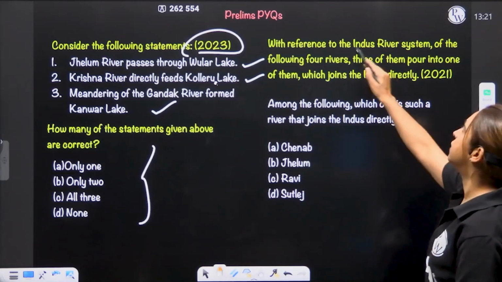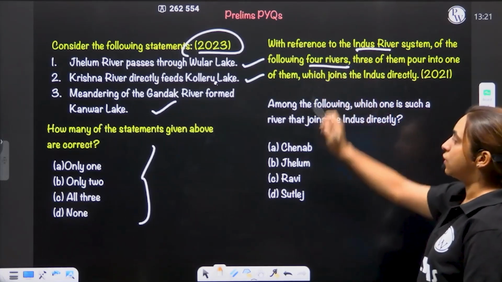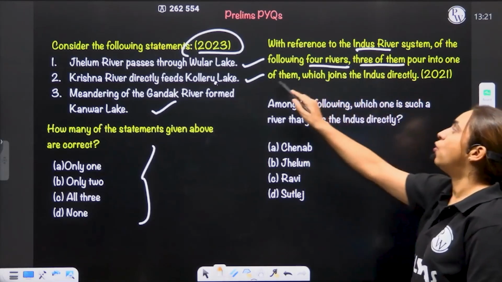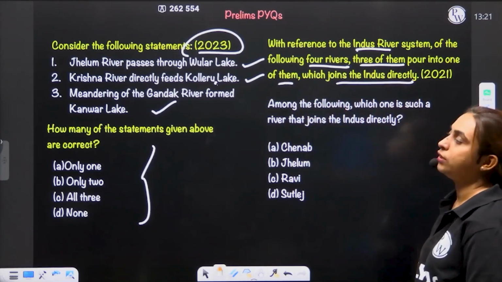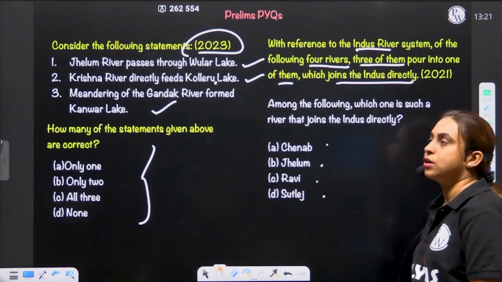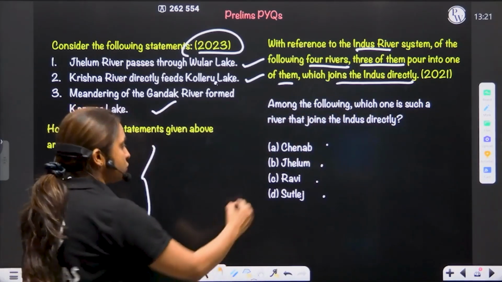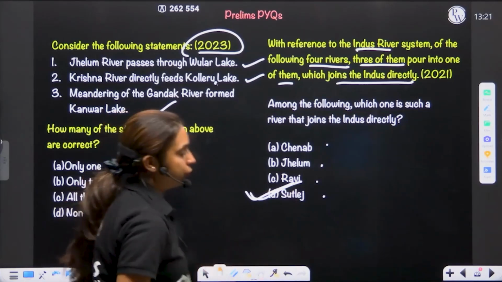With reference to the Indus River system, consider the following four rivers. There are four rivers, three of them pour into one which joins the Indus direct. Jhelum, Chenab, Ravi, and Sutlej. The one river which joins the Indus direct is the Sutlej river. So the answer here is Sutlej river.